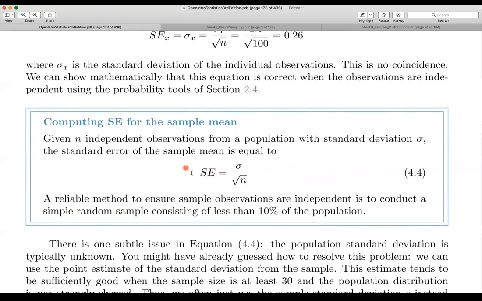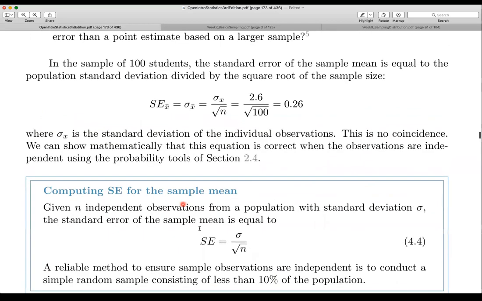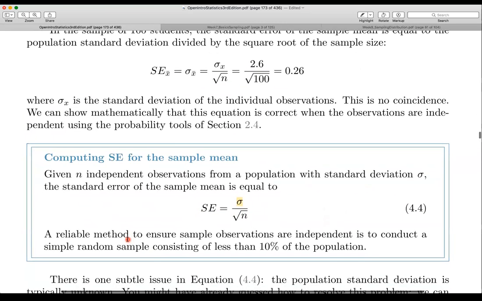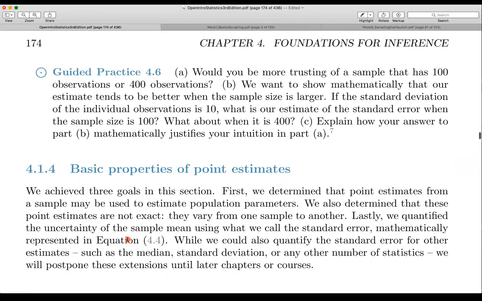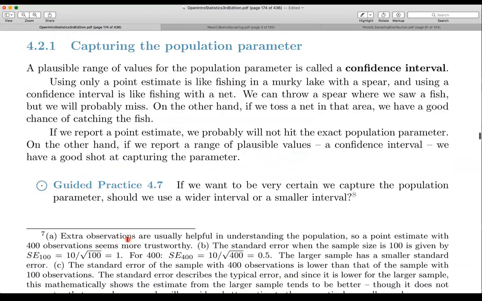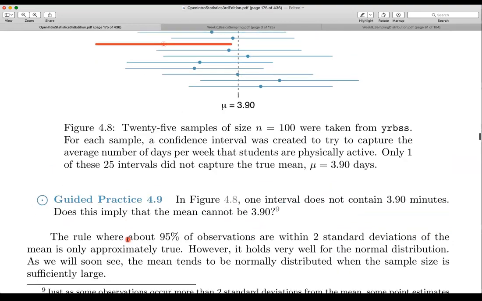But before we get there, we can look at this equation right here. If we want to know on average how much a point estimate varies, we can estimate that by using sigma, the population standard deviation, divided by the square root of the sample size. Now, we're not going to observe sigma, so we're going to estimate that with the standard deviation in our sample. But this is what's really cool, it goes to this idea of the central limit theorem.